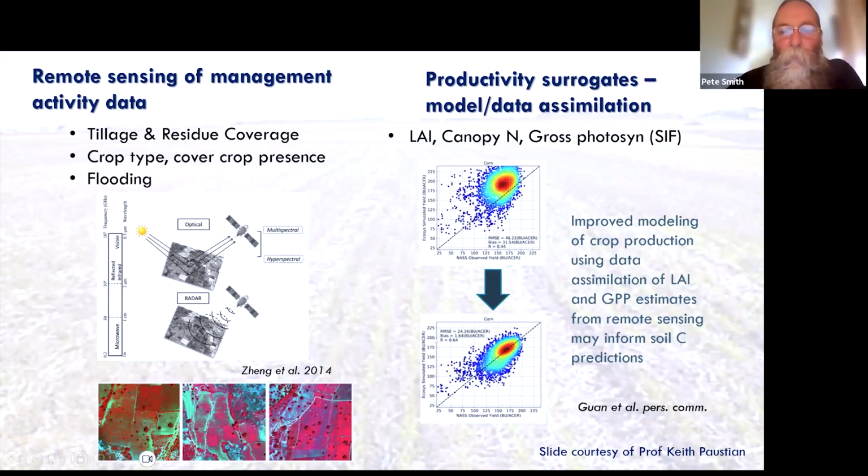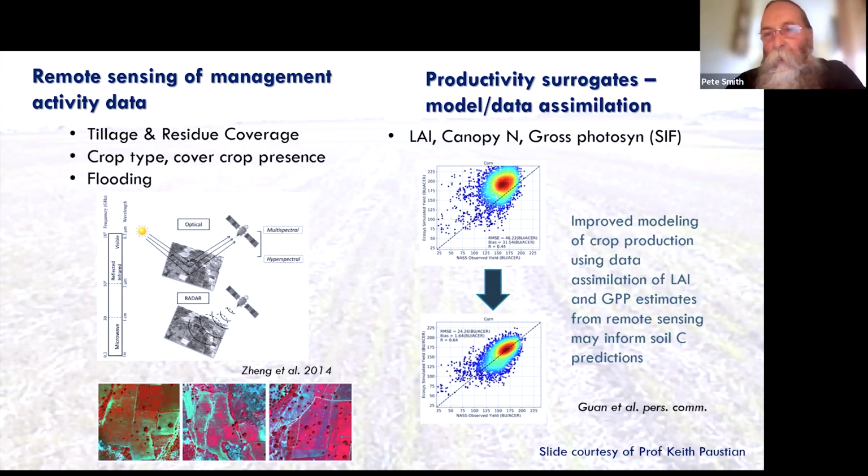So this is an example from Keith Halcyon. This is an example of remote sensing of management activity data. So this is using optical and radar, multispectral and hyperspectral imaging to determine tillage and residue cover, crop type and crop cover presence, and flooding. And it can also be used for productivity surrogates.